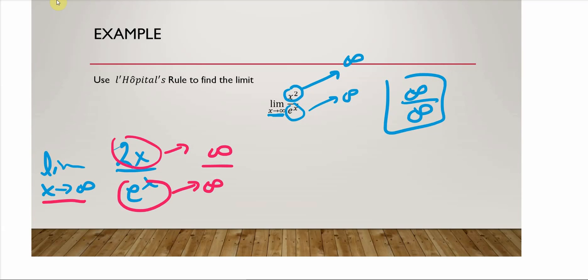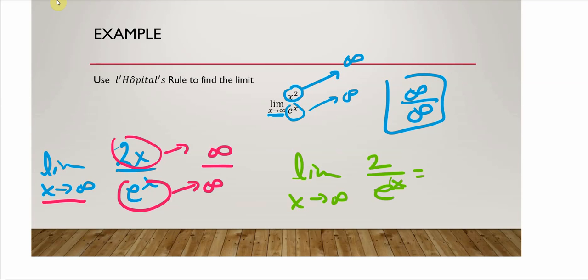So I still have infinity over infinity, which tells me to apply L'Hopital's again. So I'm going to have the limit as x approaches infinity of the derivative of 2x, which is 2, over the derivative of e to the x, which is e to the x. Okay? Now, what about this scenario?